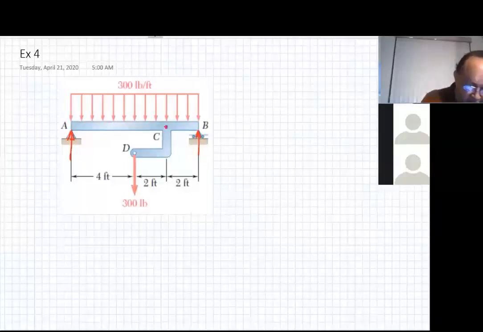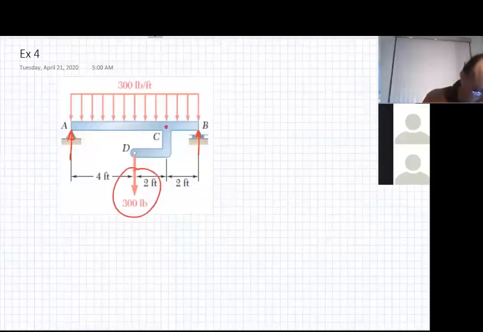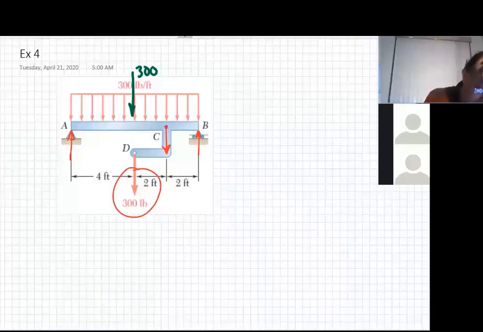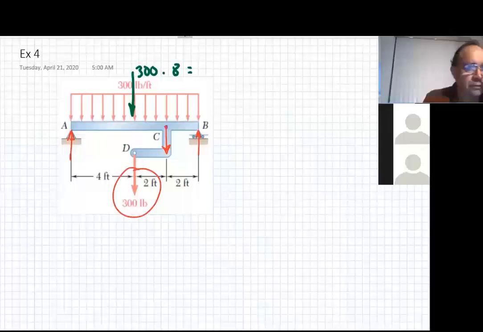But in order to calculate the shear and moment diagram, we have to remove this load from here and put it here to see how this load affects the beam AB. That's the beam that we are going to analyze. It's very easy to see that the total load here is 300 by 8, which is 2400.